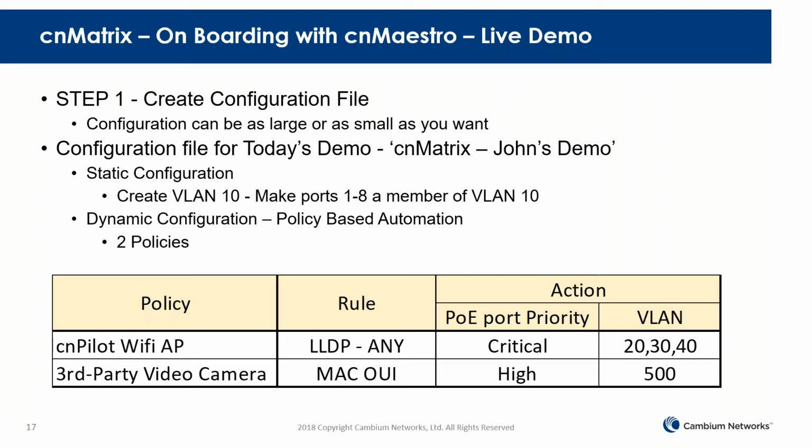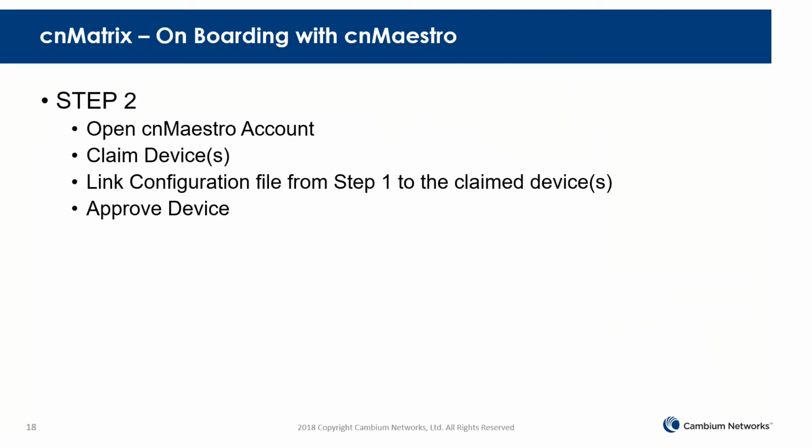The actions I'm taking, I just picked a couple here for examples for today. The PoE port priority, the default value is low. I'm going to change it to critical for the Wi-Fi access points, and I'm going to change it to high for the third-party video camera. The VLANs, I'm going to create VLANs 10, 20, 30, and 40 for the Wi-Fi access point, and for the video surveillance camera, I want all my video traffic on VLAN 500, and so I'm going to use VLAN 500 there. Okay, so that's step one. I'm going to create the config file, and as I told you, I've already written that, and the config file exists.